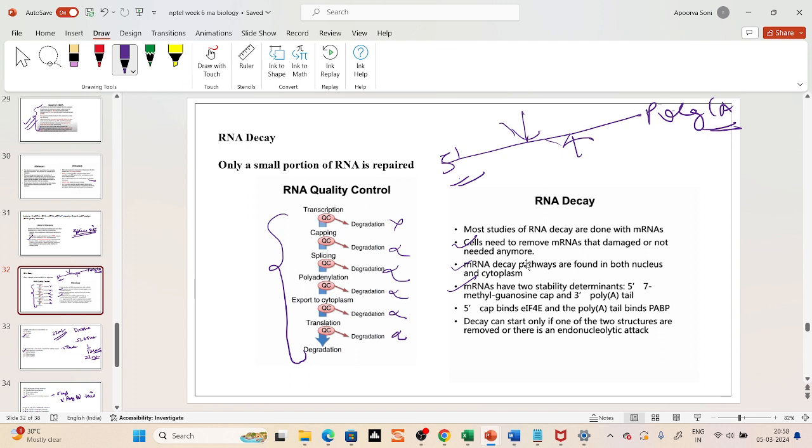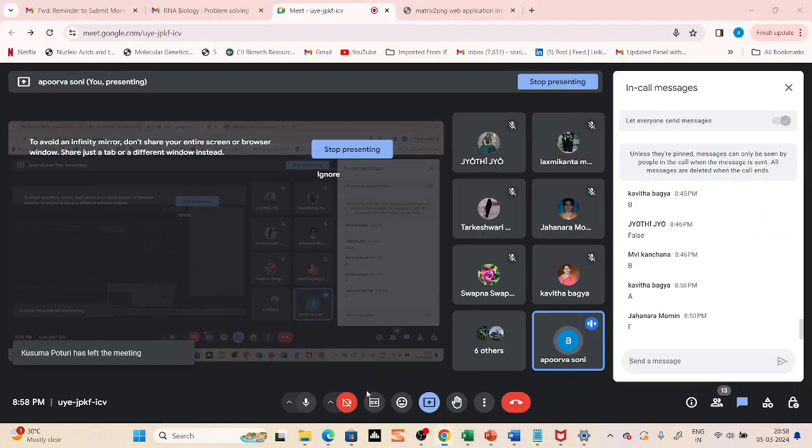And then we have studied RNA decay: the two important determinants of RNA stability are the 5' capping and the 3' poly A tail. If either of them is missing, or if there is any endonucleolytic attack, then your RNA is prone to decay.